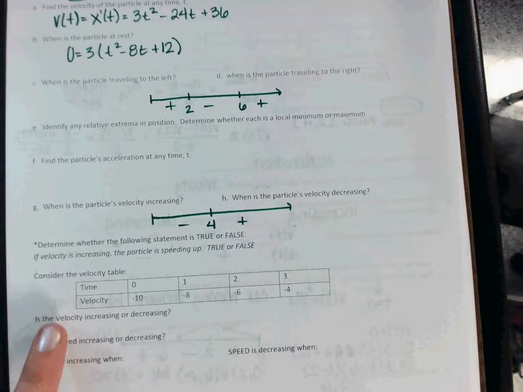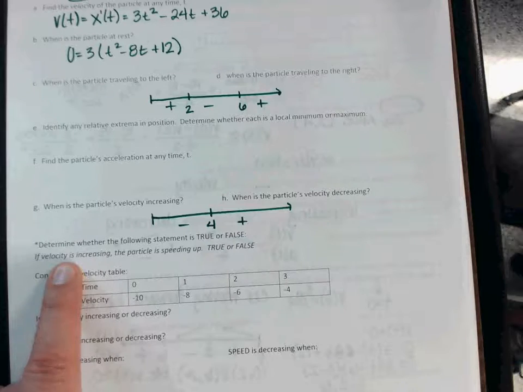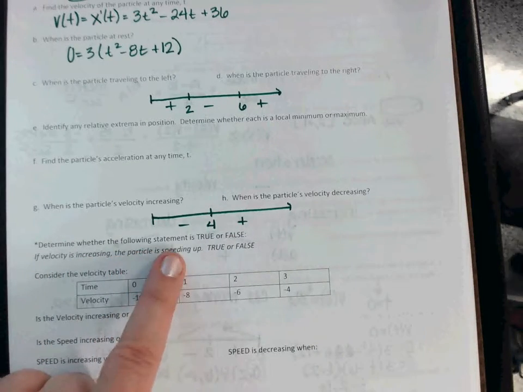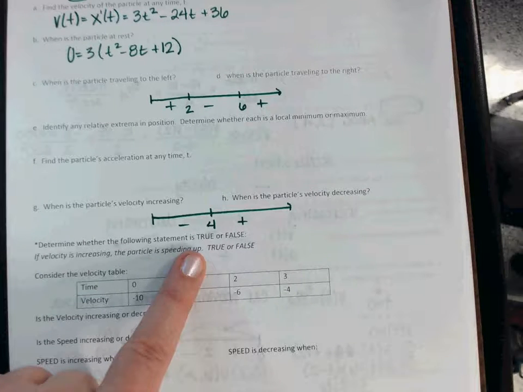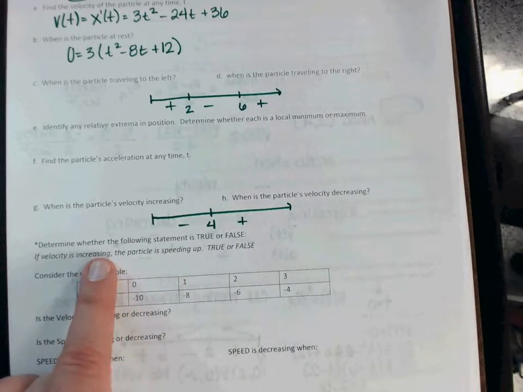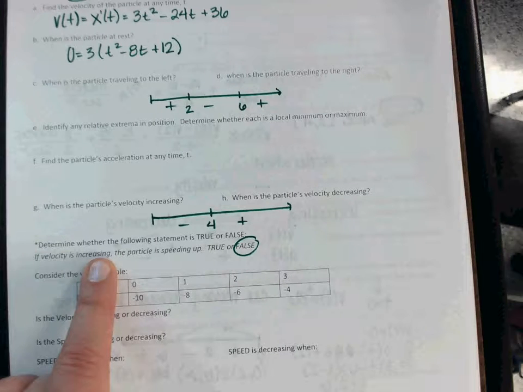Okay, I'm going to read you the statement. Tell me if you think it's true or false. Whenever velocity is increasing, the particle is speeding up. That is false. Okay, think about it for a second. If the velocity is increasing, you automatically know your particle is speeding up. That is not true. This is why.